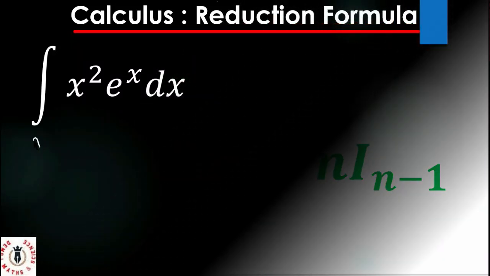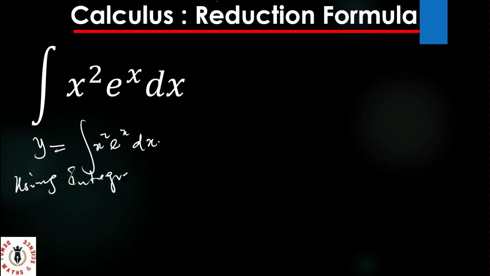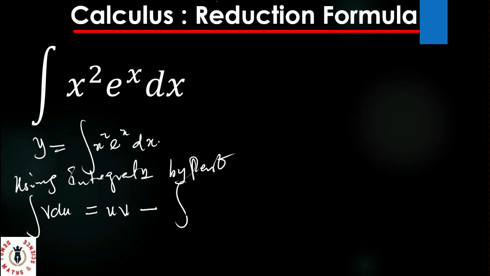The task before us is to integrate our function y equals x squared e raised to power x with respect to x. We can use integration by parts, so let's start. Remember that our formula for integration by parts says that the integral of u dv is the same thing as uv minus the integral of v du.